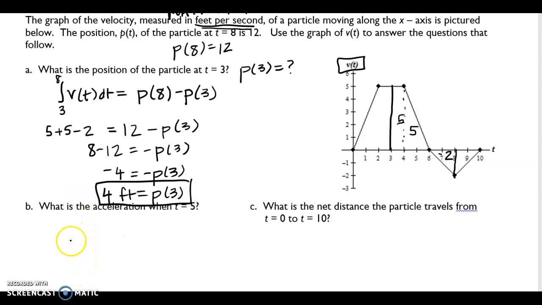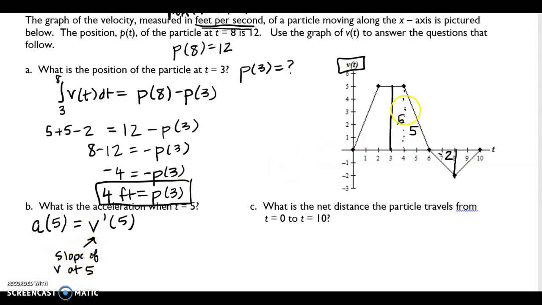All right, part B, what is the acceleration when t equals 5? So remember that acceleration is the derivative of velocity. So if I want to find a of 5, that means I find v prime of 5. Make sure you actually write out that a is equal to v prime. So for the AP test, you want to make sure that the reader knows that you know that velocity's derivative is acceleration. So when I'm looking on the graph, v prime of 5 means slope of v at 5.